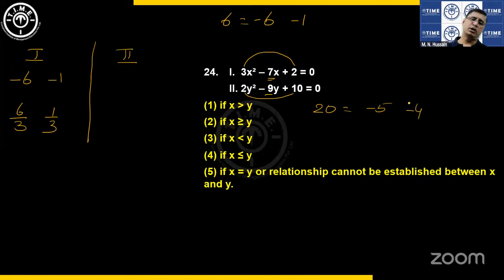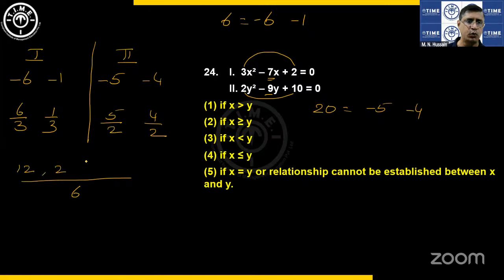The product of these two numbers is 20. By adding these two, we get minus 9. Hence the factors are minus 5 and minus 4. The roots are 5 by 2 and 4 by 2. Again, simplifying by making the denominator the same. Now the LCM is 6. So 3 becoming 6 means double. So 12 and 2 are the roots of the first quadratic equation.